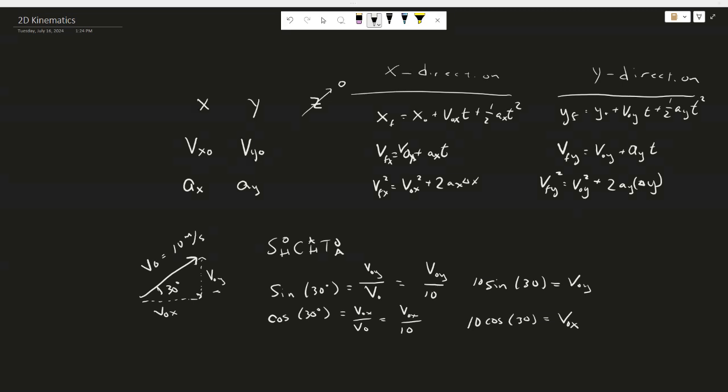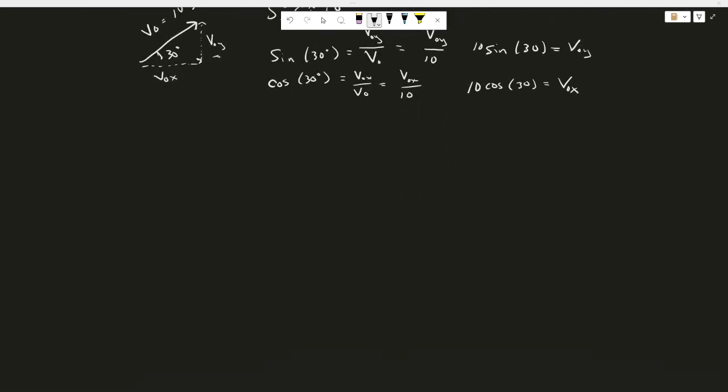Now, sometimes you may have to use similar triangles. And this is another one of those things from trigonometry that can get kind of annoying. So if we scroll down a little bit, I'll show you an example of where that comes up.